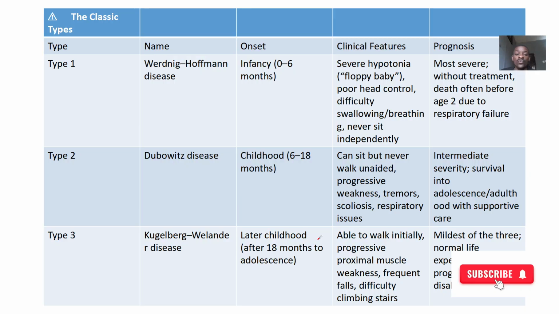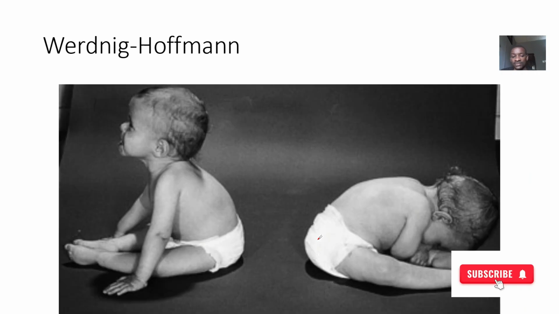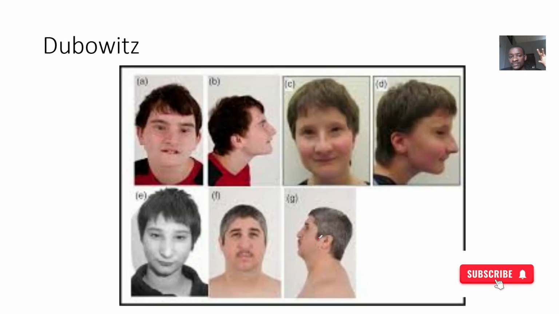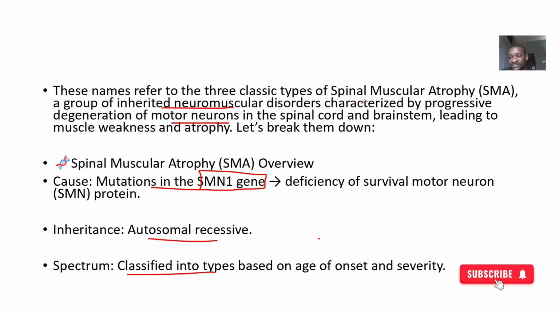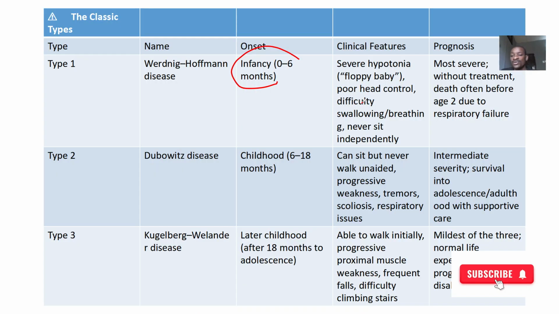So the first one is Werdnig Hoffmann. This is it. The baby was sitting, but all of a sudden it's too weak, so it just fell. Onset usually occurs between 0 to 6 months of life. There's severe hypotonia, that's floppy baby, poor head control, difficulty swallowing and breathing, and they can never sit independently till you support them. Alright. So the prognosis is more severe. Without treatment, death can occur before the child hits age 2.